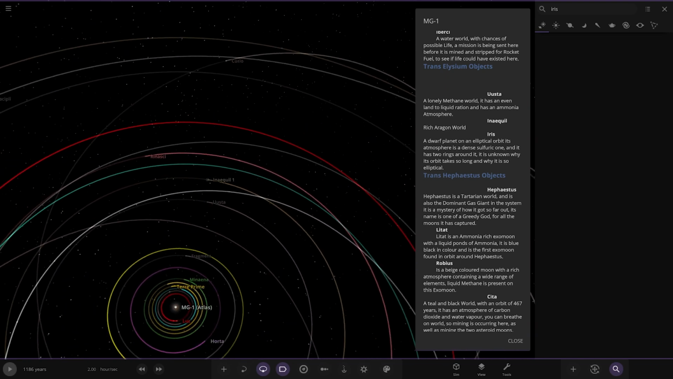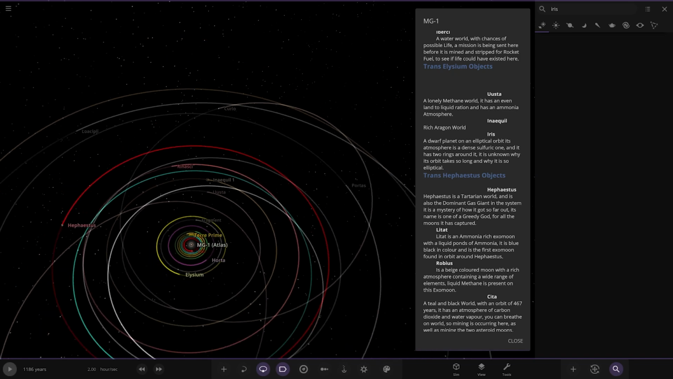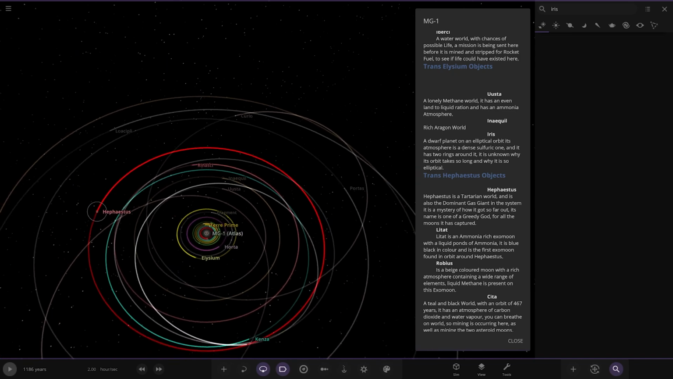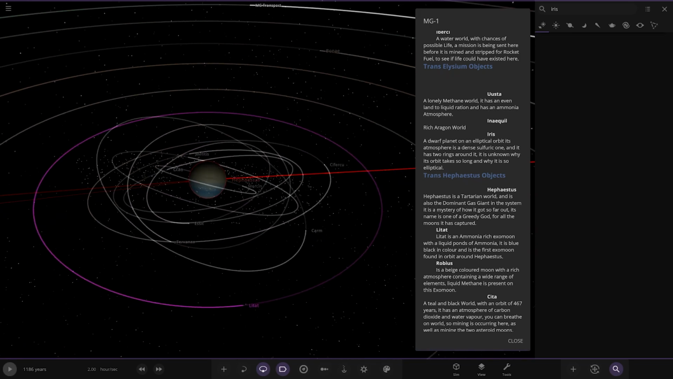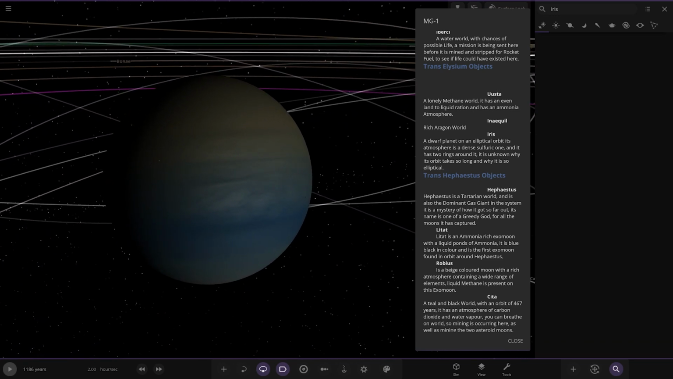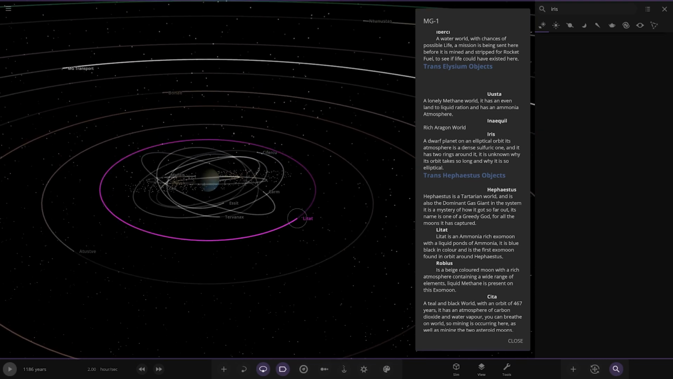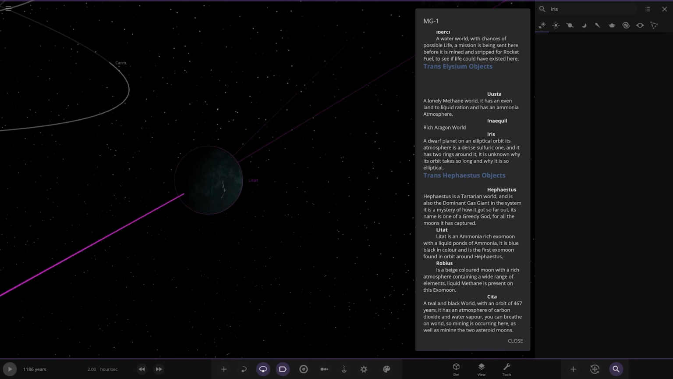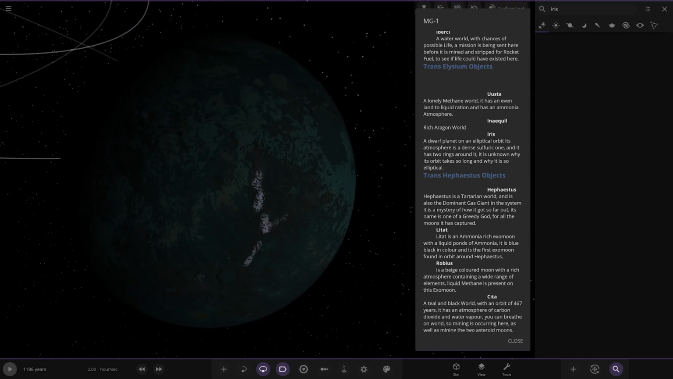Interesting. Anyway, trans Hesphaestus objects. So got the planet itself. Big gas giant here. A Tartuan world, and is also the dominant gas giant in the system. It's a mystery of how it got so far out. Its name is one of a greedy god for all of the moons it has captured. Nice touch. So we've got Lilat here. Ammonia-rich exomoon with black liquid bonds of ammonia. It is blue-black in colour and the first exomoon found in orbit around it.